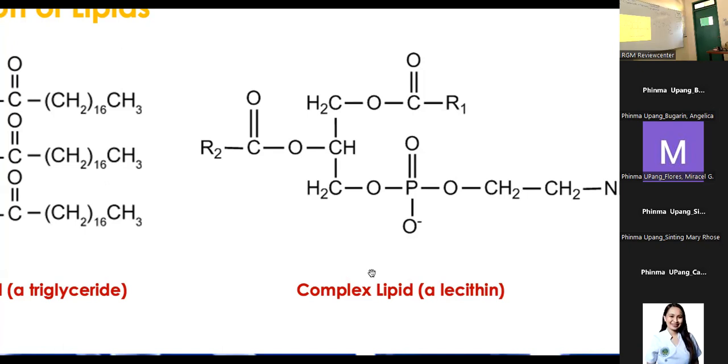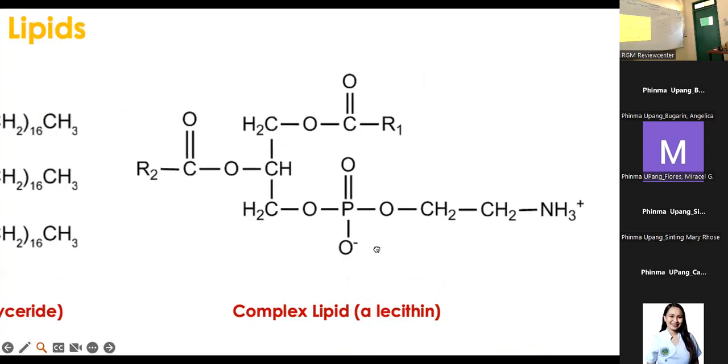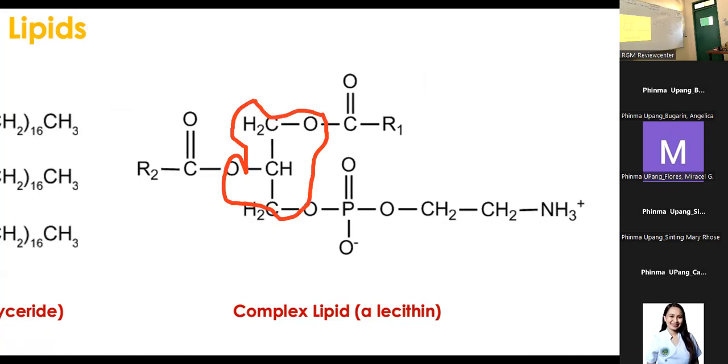with your glycerol. All right? Ayan, so that's a complex lipid. An example is here, yung lecithin. So, yung alcohol na nakakonect sa kanya, ayan, bilugan muna natin yung mga dapat bilugan. This is your glycerol. Ayan, so, this is your glycerol moiety. Tapos, you have here the fatty acid. And ito yung fatty acid connected via ester linkages.